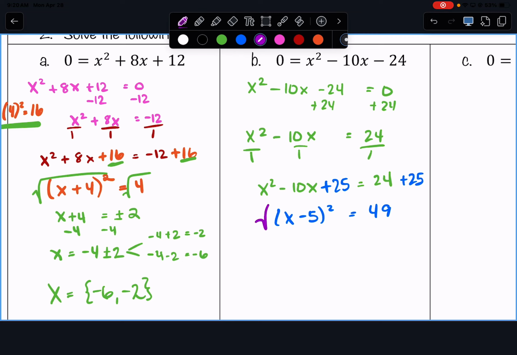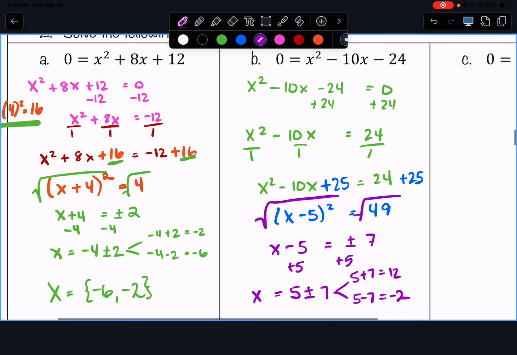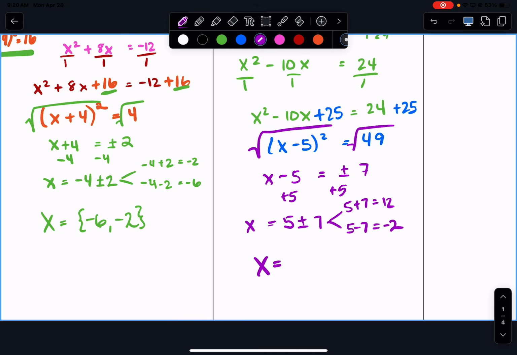Then we square root both sides. x minus 5 equals positive negative 7. Add 5 on both sides. x equals 5 plus or minus 7. What is 5 plus 7? 12. What is 5 minus 7? Negative 2. So that is our solution. x is equal to negative 2, comma, 12.